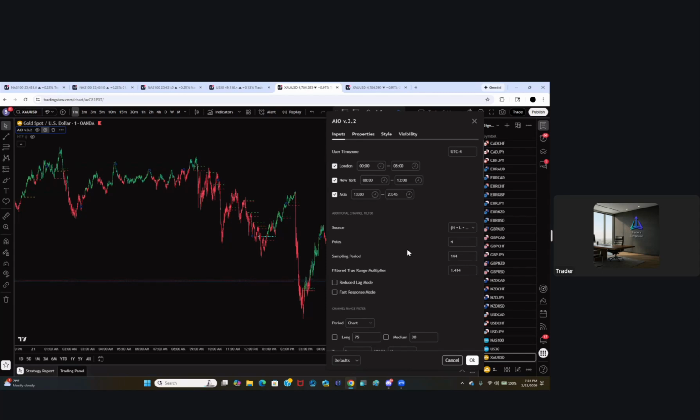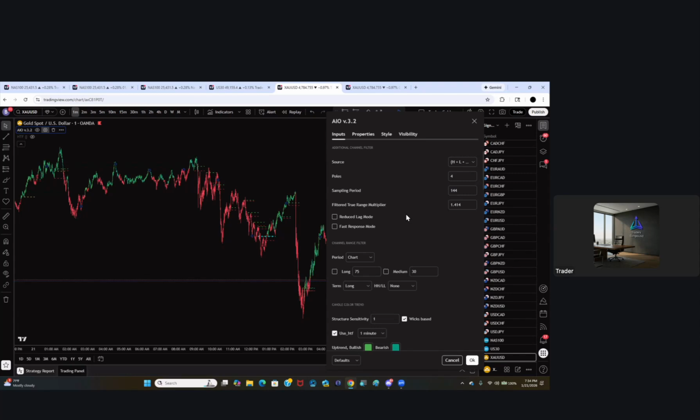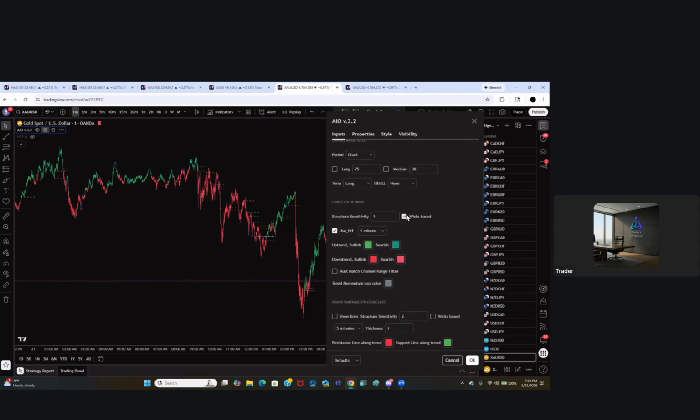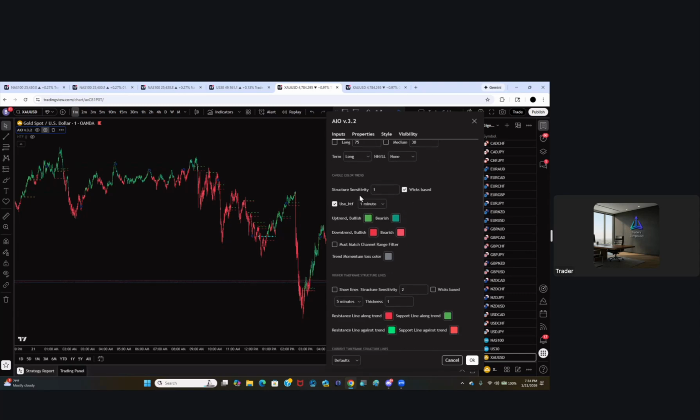Now, I'll show you what I have turned on in the software. This is on the template. So I'm using this special candle color setting. I have it turned on. 1 minute with a structure sensitivity of 1 with this box checked, wicks. This is in the pre-save template. I have this turned on.